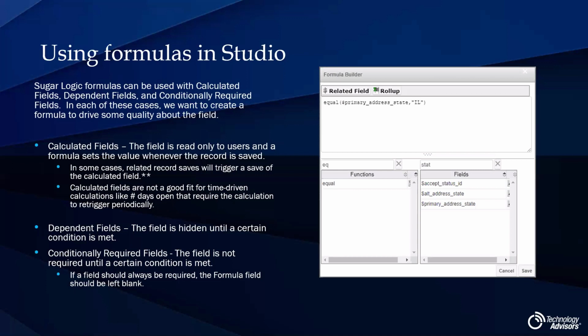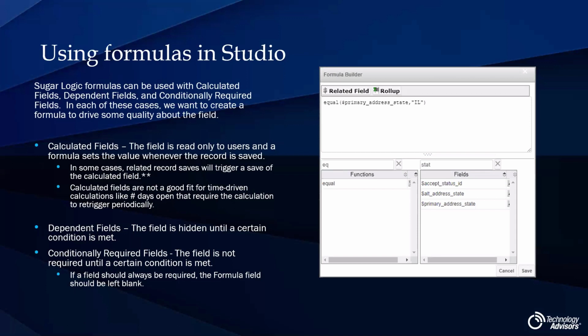Then down below, in the lower left, you have functions, where you can actually see all of the functions that Sugar Logic allows. Here I've typed in the filter EQ so you can see equals. And if you hover over the equal in the functions, it'll actually give you a little help text about it. And then on the right, you have fields, where you can see all of the fields that are available on the module you're currently looking at within Studio. And then, of course, you can filter there for new fields.